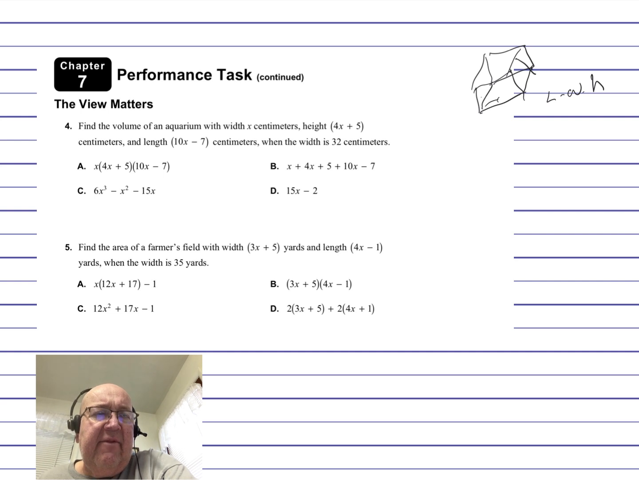when the value of the width is 32 centimeters, so you're going to use 32 for your x value in that. And again, some of them will give you the same values, but one will be a lot easier to calculate.